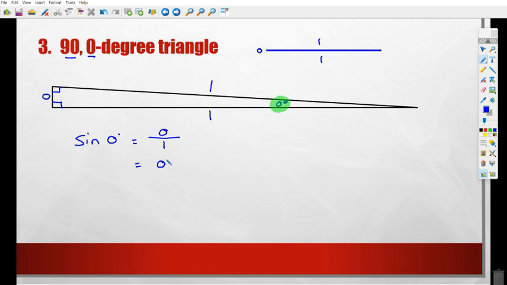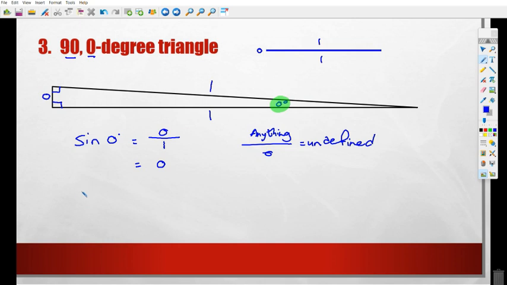It's 0. Please go and learn that. 0 divided by anything is 0. Anything divided by 0 is undefined. Please don't get the 2 confused. 0 divided by anything is 0. Anything divided by 0 is undefined. Please don't get that confused, guys.